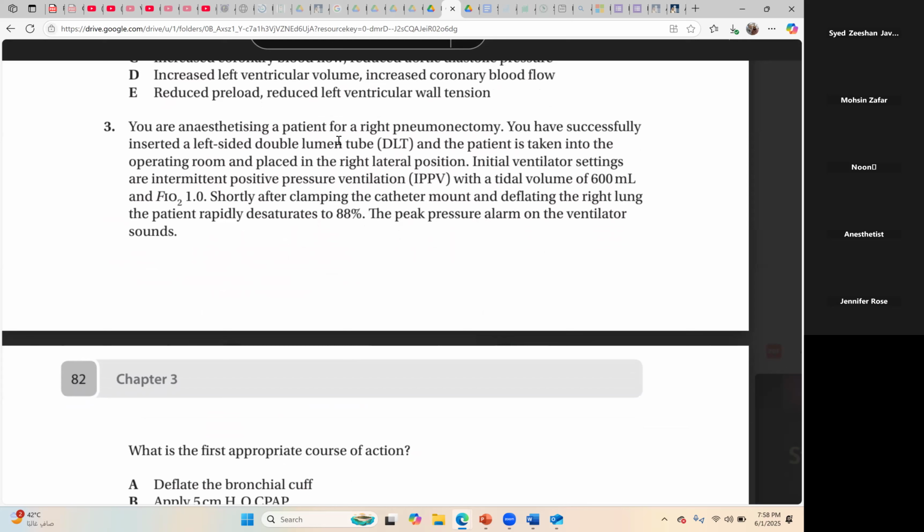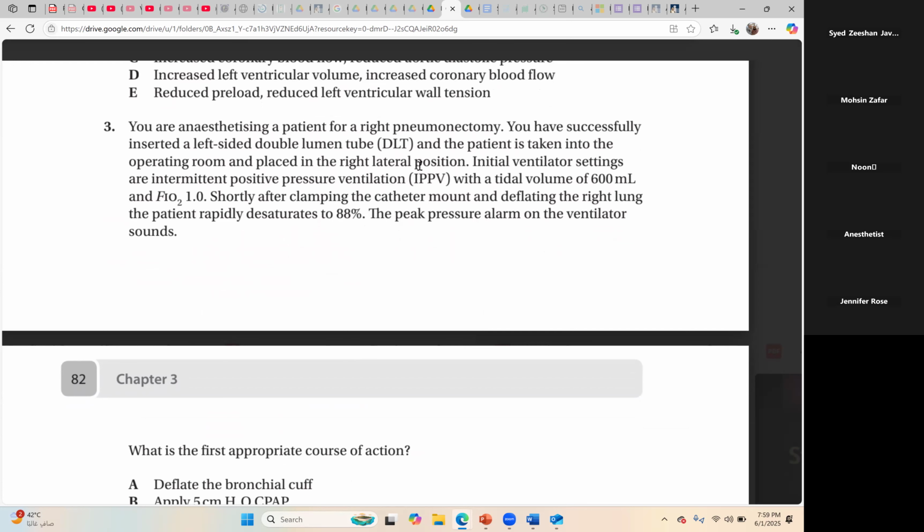You are anesthetizing a patient for right pneumonectomy. Okay. You have successfully inserted a left-sided double lumen tube, and the patient is taken into the operating room and placed in right lateral position. You will be surprised at why the patient is taken into the operating room. Actually, there are induction rooms. So maybe that's why they are using the words patient is taken into the operating room.